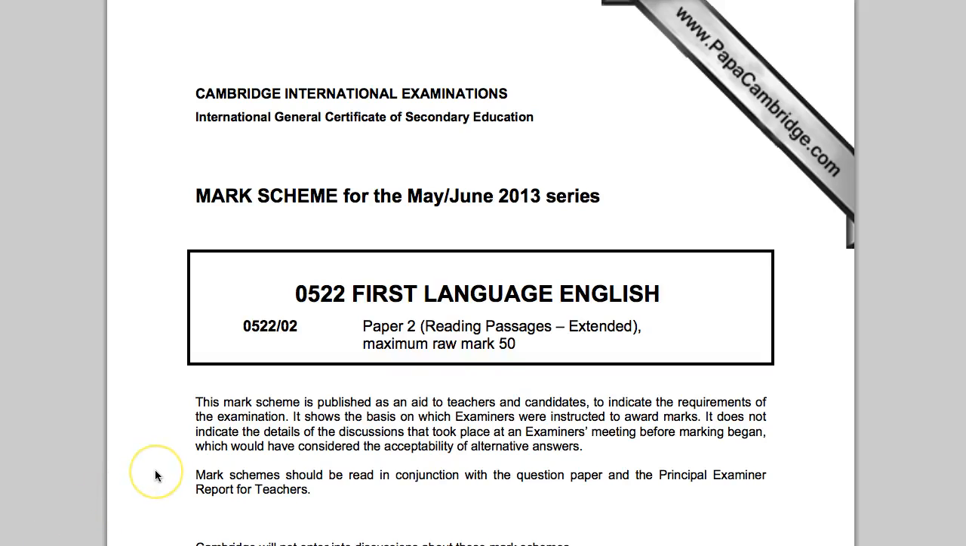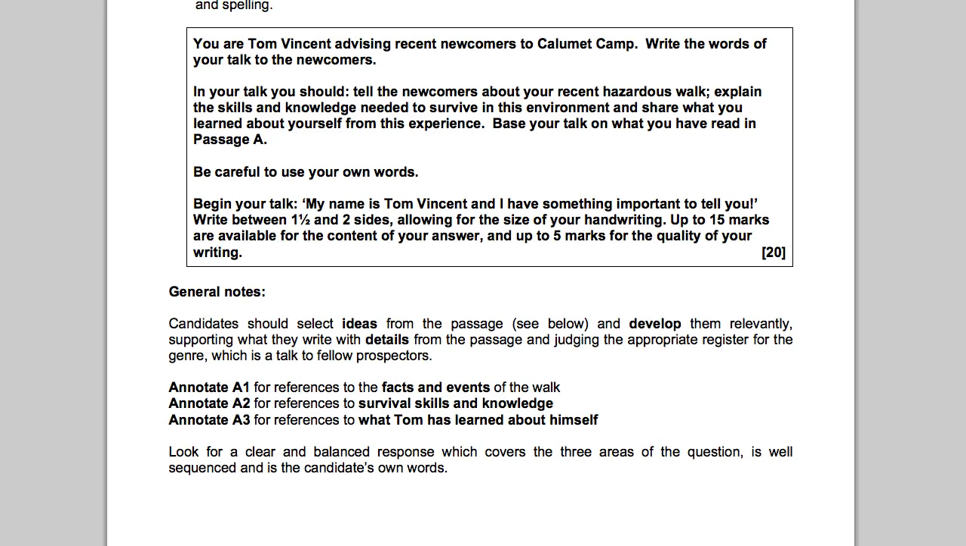Hello, this is for Sam, who's got his IGCSE paper 2 tomorrow, and he sent me a sample of his question 1 answer. So he's looking at the 2013 series. This is the mark scheme for his question 1, and you can see there are 3 things he has to write about.